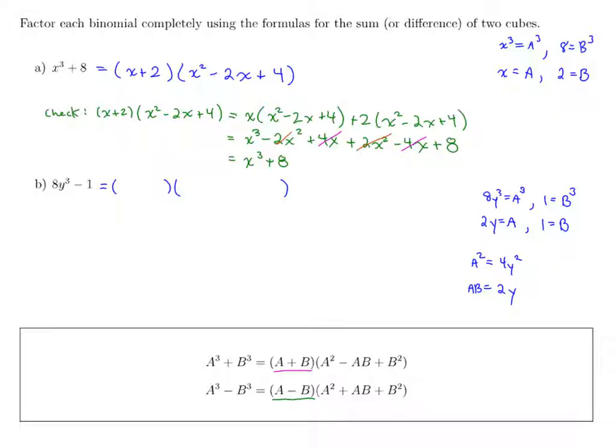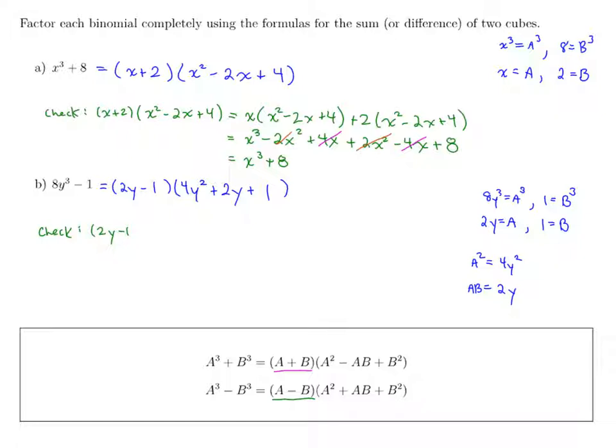8y cubed minus 1 is then equal to, and we're going to need a minus b, which we've determined will be 2y minus 1. And then we're going to have a squared, which we've determined to be 4y squared, plus ab, which we've determined to be 2y, plus b squared, which we didn't write off to the side, but if b is 1, then b squared is just 1 as well. So now 8y cubed minus 1 is fully factored, and it's factored into the expression 2y minus 1 times the expression 4y squared plus 2y plus 1. If we want to check, this is helpful again in seeing where this formula comes from.